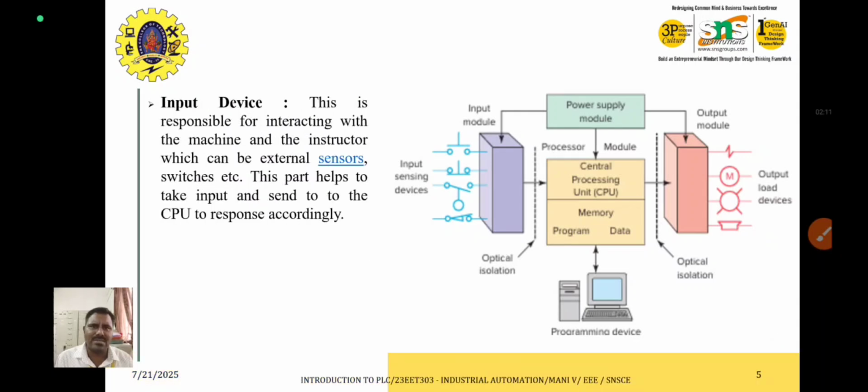Next is the input and output section. The input and output may be analog or digital. The inputs may be sensors or switches, etc. The input devices give the information to the input module, and from the input module the data is transferred to the Central Processing Unit, the CPU. Either analog or digital, both can be accessed.